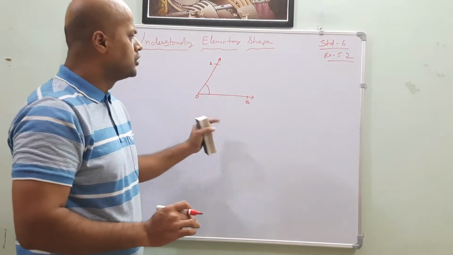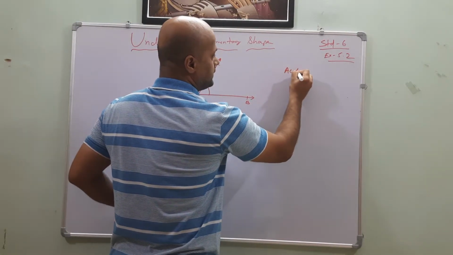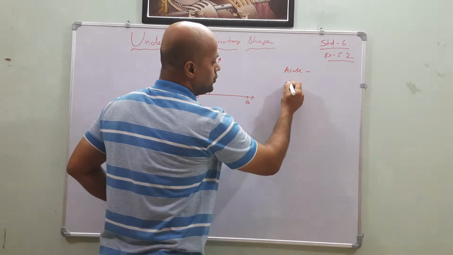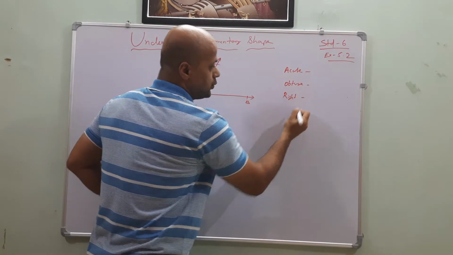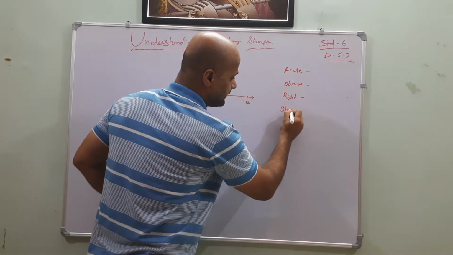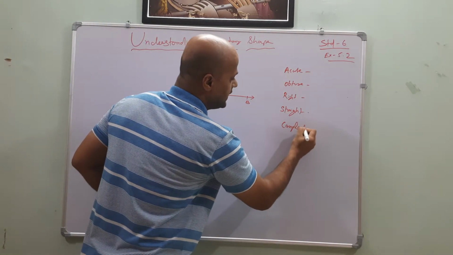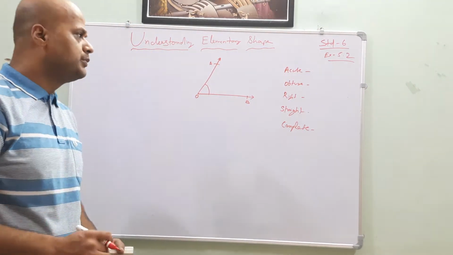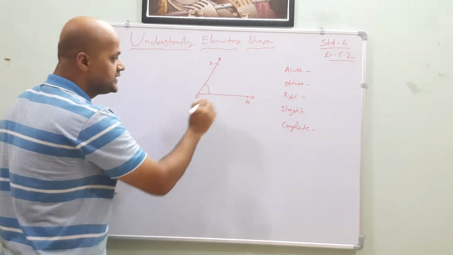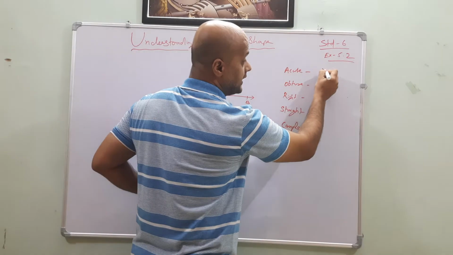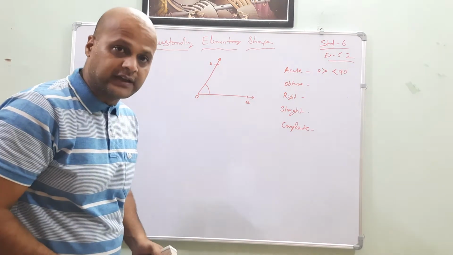Okay, according to the angle, how many types of angles are there? The first one is called acute angle, second is obtuse angle, third is right angle, fourth is straight angle, and fifth is complete angle. What do you mean by acute angle? If two rays form an angle which is greater than 0 but less than 90 degrees, it is called an acute angle.